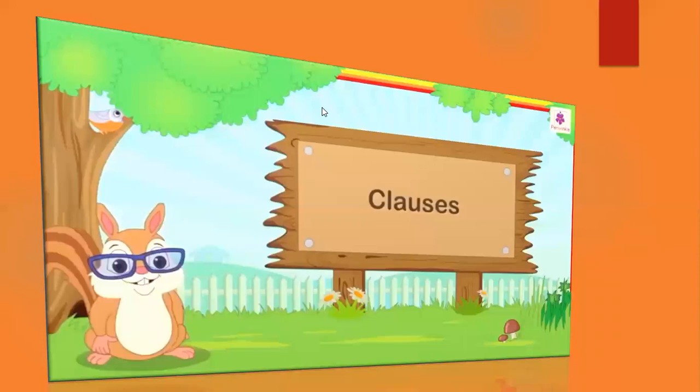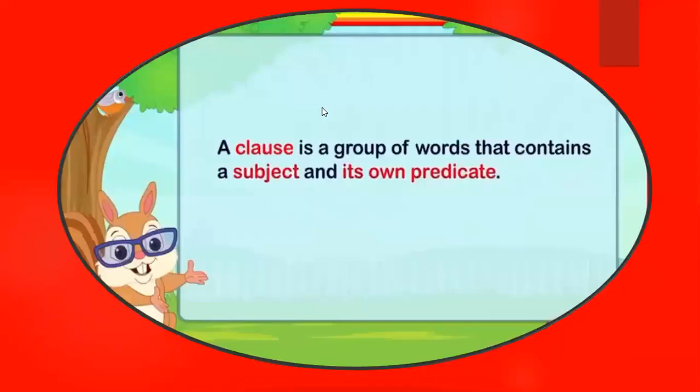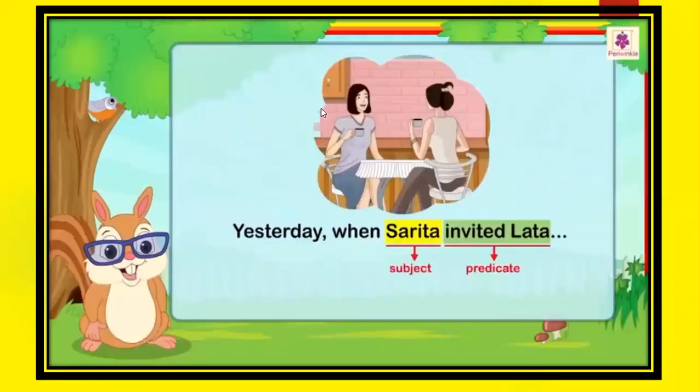So students, as you all know, today our topic is clauses. So what is the definition of a clause? A clause is a group of words that contains a subject and its own predicate. For example, you can see, yesterday when Sarita invited Lata. Now, as you can see on the screen, Sarita is the subject and from invited Lata, this is the predicate.